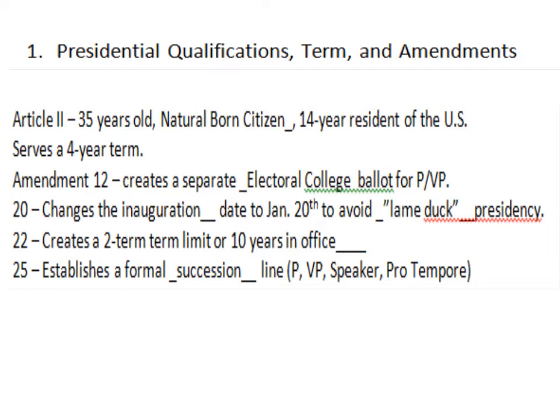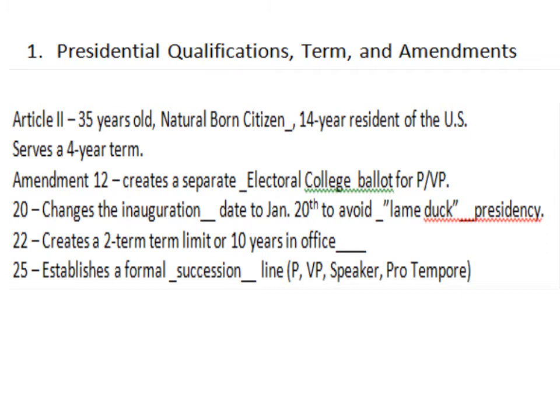The 20th Amendment of the Constitution changed the inauguration date from March to January 20th to avoid the lame duck presidency situation in which an outgoing president may stay in office for months with a new Congress in place. The 22nd Amendment created the limit of 2 terms consecutively for office, or a 10-year maximum consecutive term.